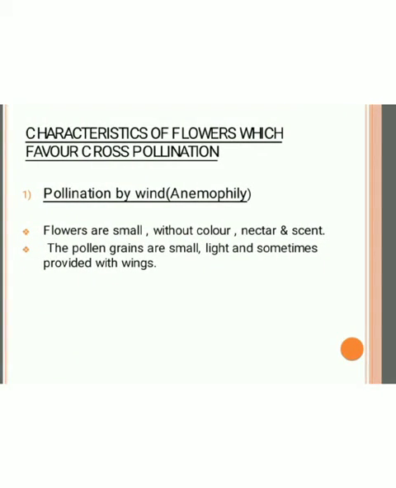And now comes characteristics of flowers which favor cross pollination. First is pollination by wind, which is also called anemophily. In this, flowers are small, without nectar and scent. The pollen grains are small, light, and sometimes provided with wings. In this, flowers produce a large number of pollen grains to allow for wastage when pollen grains are carried by wind to another flower.